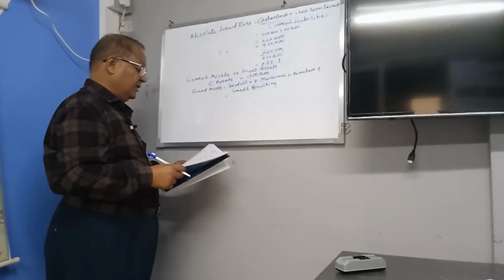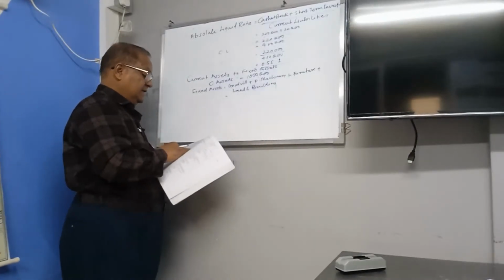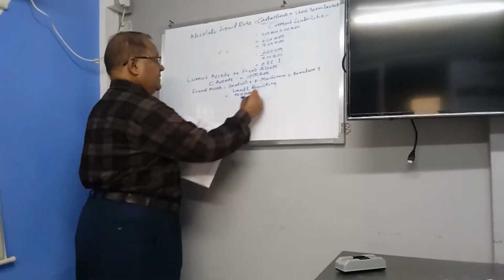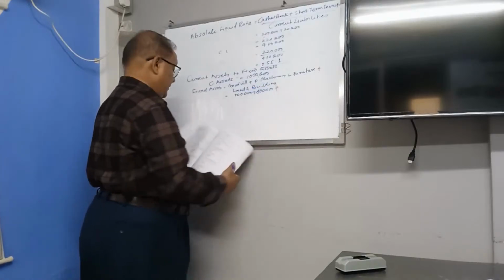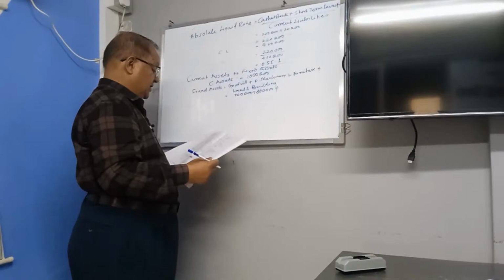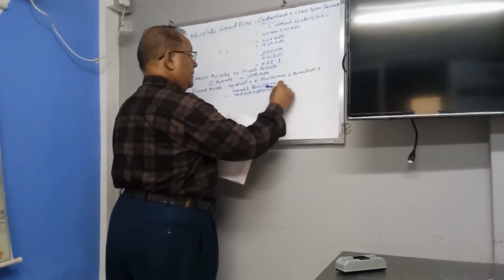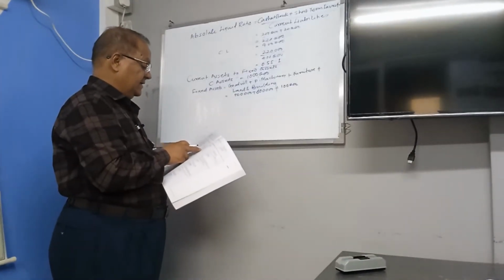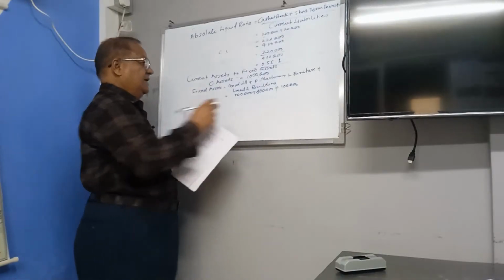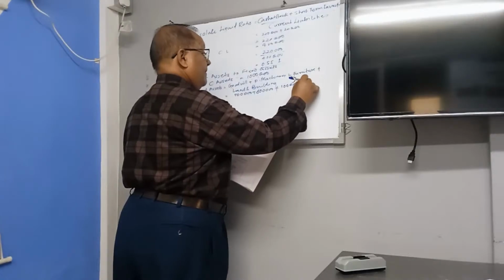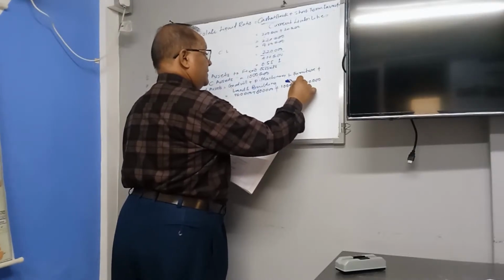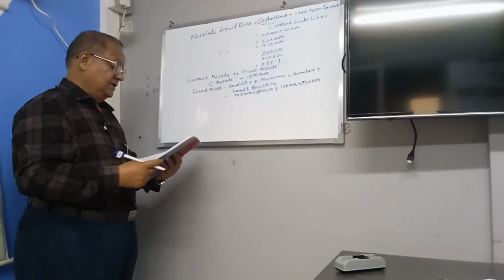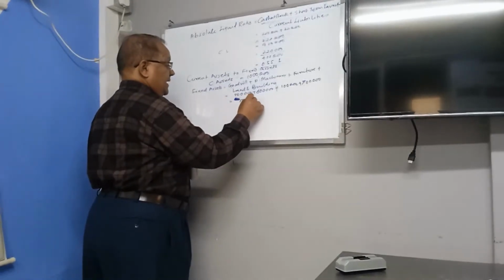The value of that will be put now. First, goodwill is 5 lakh. Plant and machinery is 6 lakh. Furniture given to us is 1 lakh. Land and building 7 lakh. Total 19 lakh. It is 19 lakh, correct.